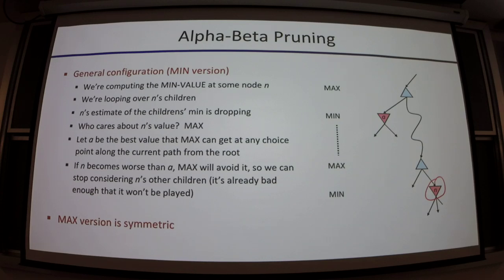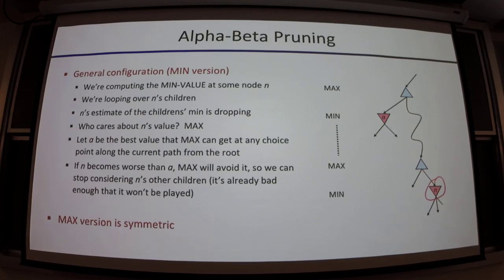So what we're doing is we're looping over n's children, right? And we know that n's estimate of its children is always decreasing, right? Because it's a min node. So it's going to take the minimum of its children. So as you discover the children, the estimate of the value you're going to pass up is going down, right? Okay.